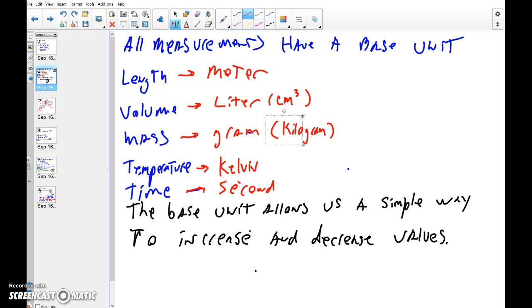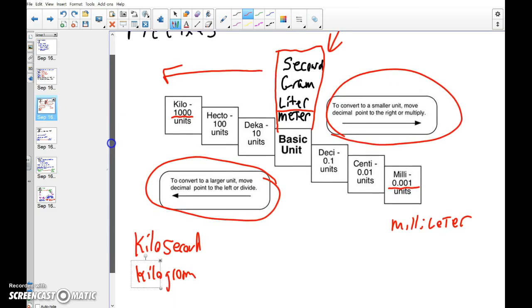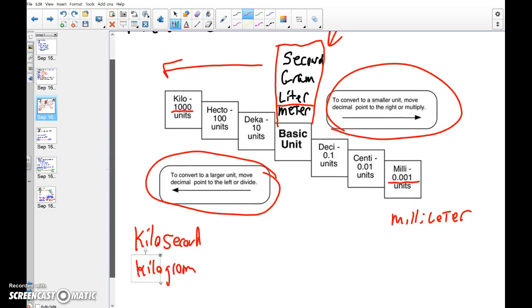And when you want to provide someone more detail about their measurement, you don't need to come up with a new unit name. You just need to add what we refer to as a prefix. So these are the prefixes. Now you notice on this chart I have written the base units in the middle. So we have second, gram, liter, meter. And all you have to do to communicate to someone that you're using a larger or smaller version of one of those is use a prefix.